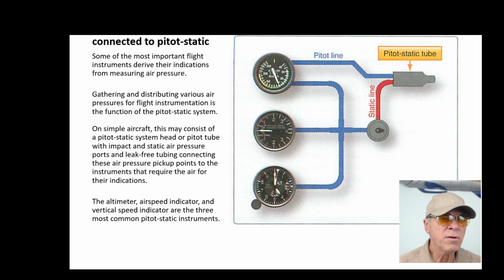The altimeter, airspeed indicator, and vertical speed indicator are the three most common pitot instruments. And in this presentation, we're going to mostly talk about the top two, the airspeed indicator and the vertical speed indicator. The altimeter, we'll save that for its own presentation.